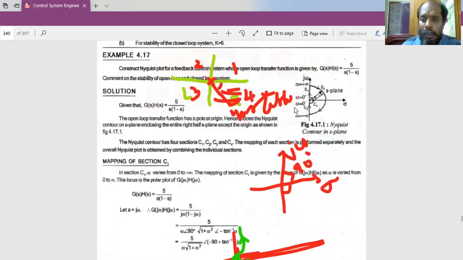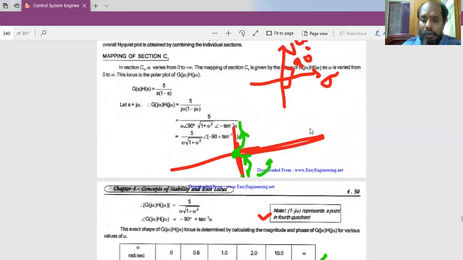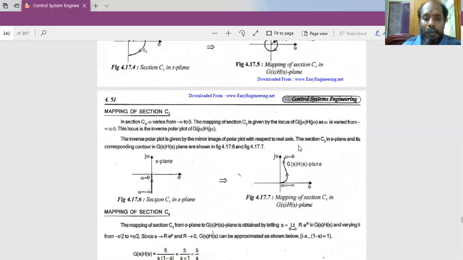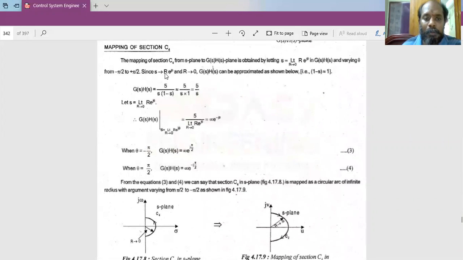C4, the radius is 0. So what is the change you will have? You take it from here. 1 minus s will be considered as only 1 for C4. And you have to replace s with limit r tends to 0. You can see it here. R tends to 0. 1 minus s becomes 1. You see the theta value varies from minus pi by 2 to plus pi by 2.